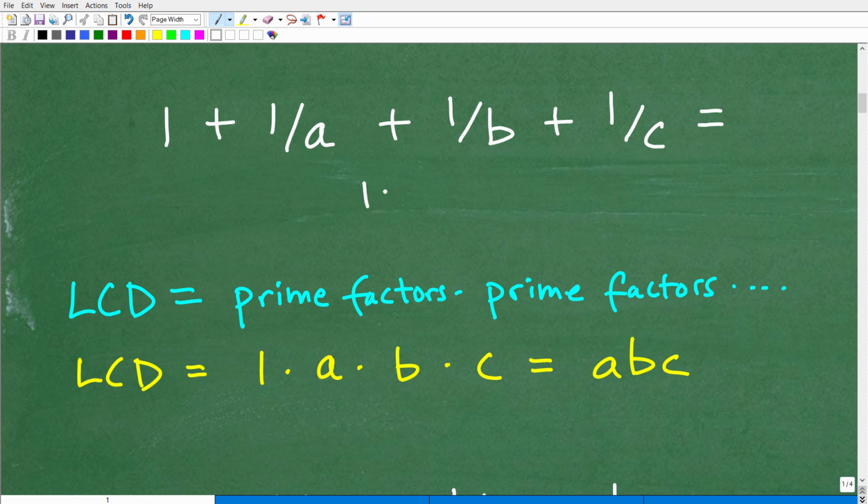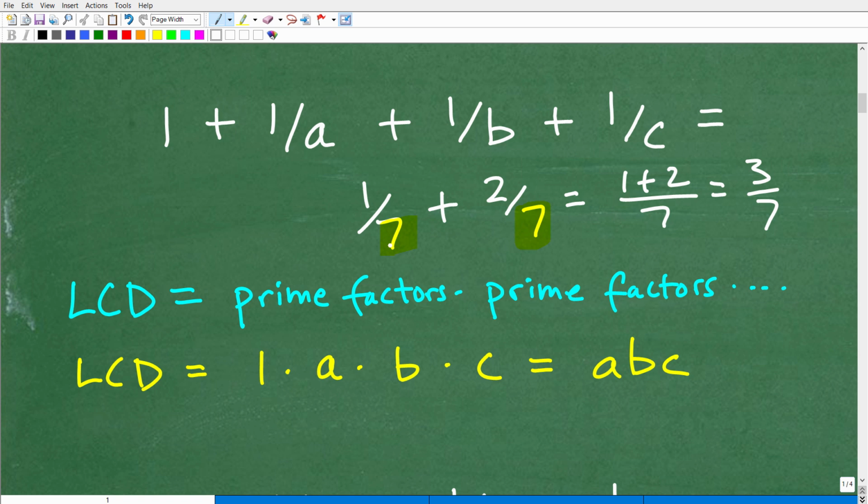But let's just look here. We can only add or subtract fractions when the denominators are the same. So if I have 1/7 plus 2/7, because the denominators are the same, okay, there's no need to find a lowest common denominator. We have the lowest common denominator right here, 7 and 7. All I have to do is simply add the numerators, 1 plus 2 over 7. So this is 3/7, okay, because I have the same denominator. Here, I do not have the same denominator.